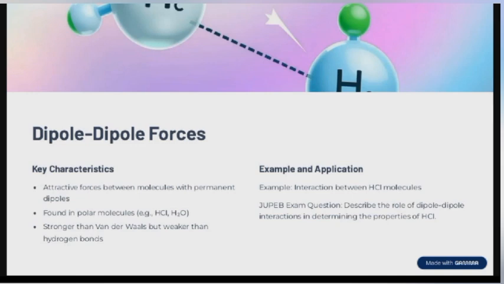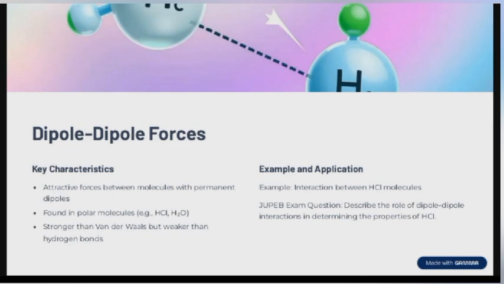So we said dipole, meaning a particular molecule that has a positive and negative end, and another molecule that has a positive and negative end. There's a force of attraction between these kinds of molecules. That is what's called a dipole-dipole force. The attraction between two molecules that are dipoles is what is known as dipole-dipole force. So we're talking about the key characteristics of this kind of intermolecular force of attraction.